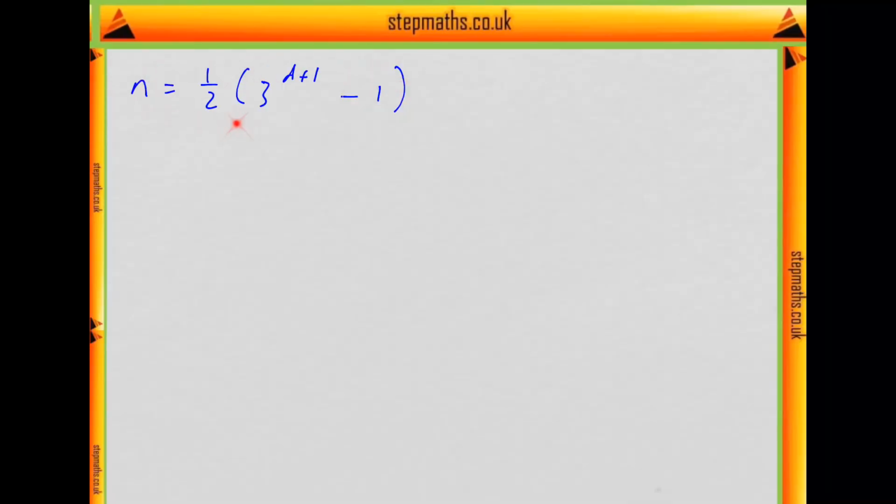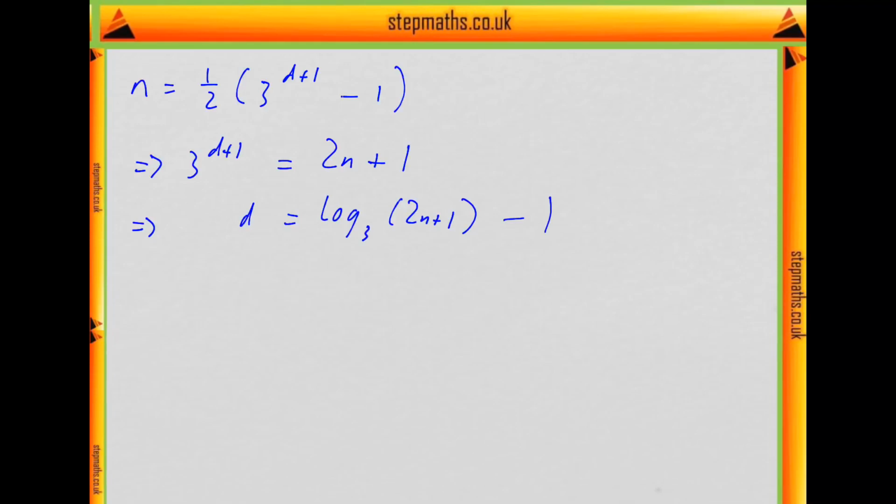Okay, so I'll start with this formula for n we just found, and now we want to find d. So first of all, let's just multiply both sides by 2 and add 1, so we get 3 to d plus 1 equals 2n plus 1. And now we can take logs of both sides, and then take away 1, and that will give us d. So I did this with log 3 just to keep it simple. So we do log base 3 of both sides, we just get d plus 1 here, this log on the right, and then we take away 1 to get d. So d is this when n is a maximum number of nodes.